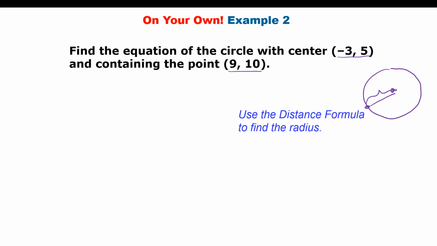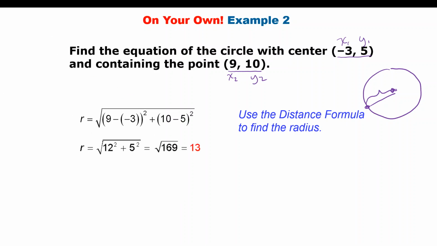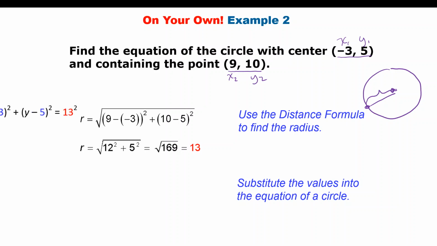So in order to do that, let's use our distance formula. Remember, this is going to be our x1, y1, and x2, y2. Here's our distance formula with everything substituted in. And when we multiply it through, we find out that r equals 13. Now, all we have to do is substitute the values into the equation of a circle.